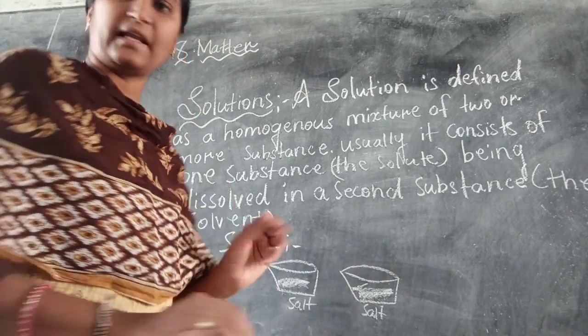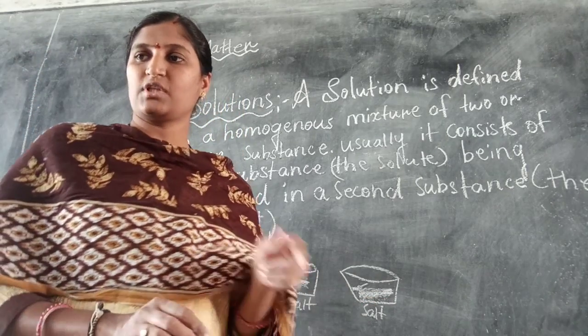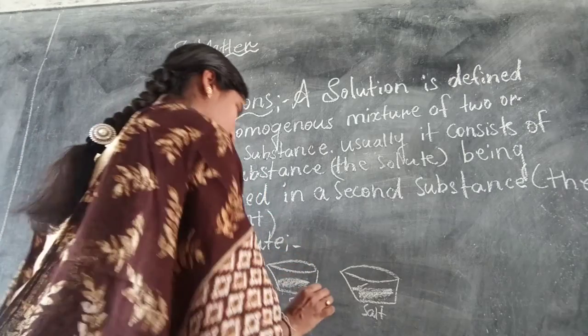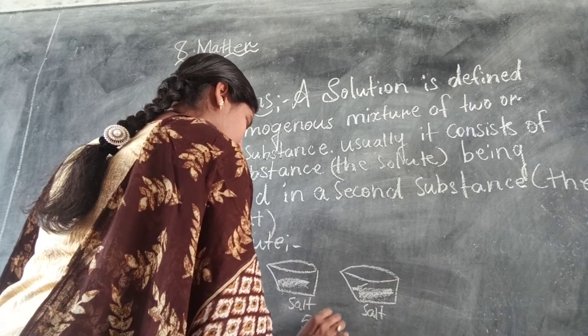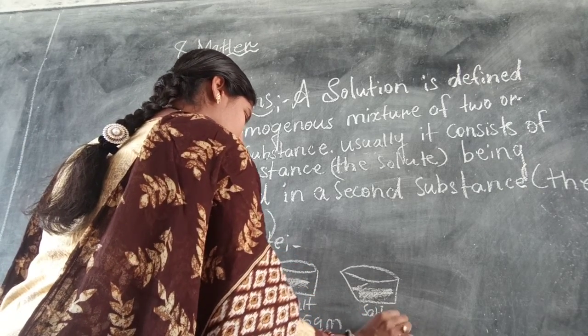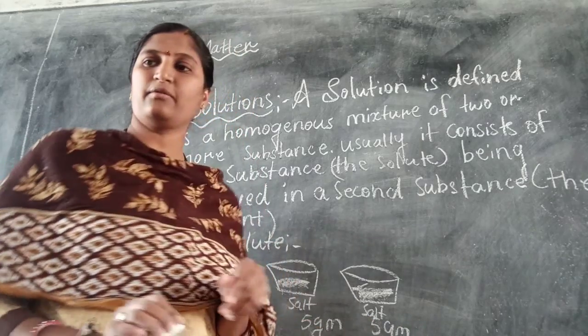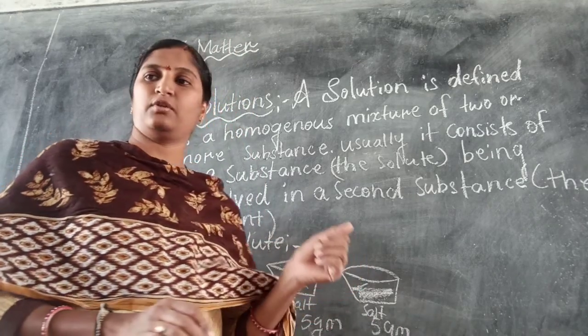After collecting, what you have to do? 2 samples of salt that weigh 5 gram each. Each cup should contain 5 gram of salt. After weighing, you have to put it into the 2 cups.